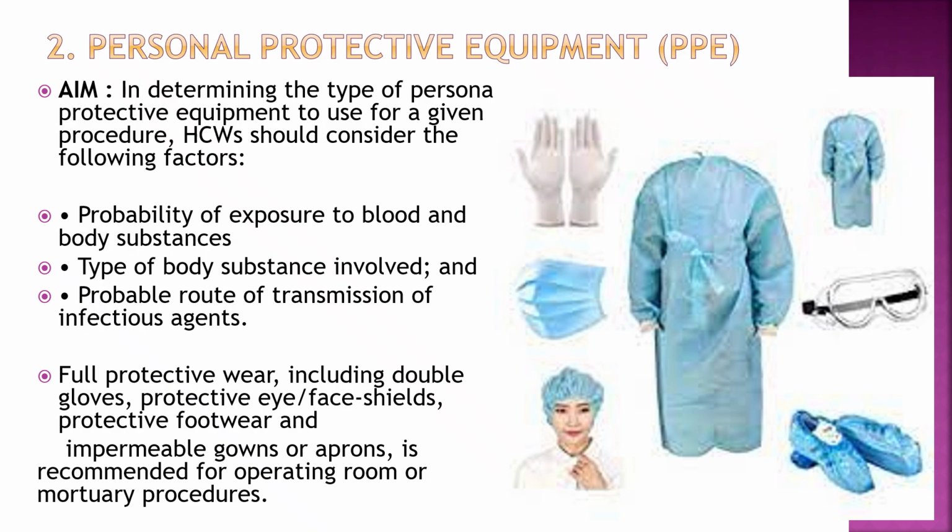So this is important. For direct contact we will use mainly gloves, and for inhalation the main PPE is the mask. So depending on the exposure, type of body substance involved, and the route of transmission of the infectious agent, these are the factors. Full protective wear including double gloves, protective eye wear, face shield, protective footwear, gown and apron is recommended for operating room or mortuary procedures.